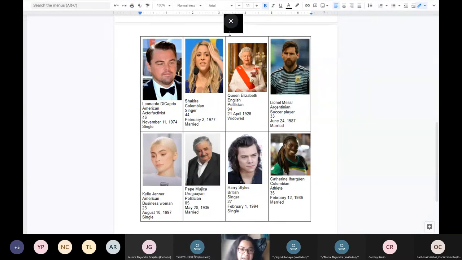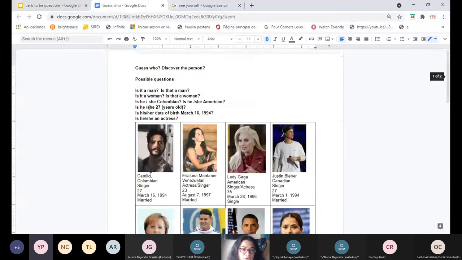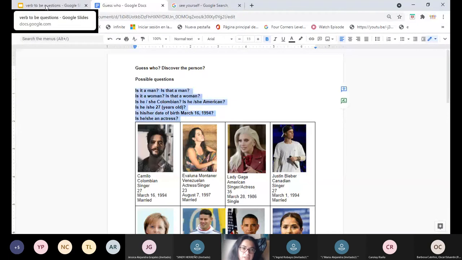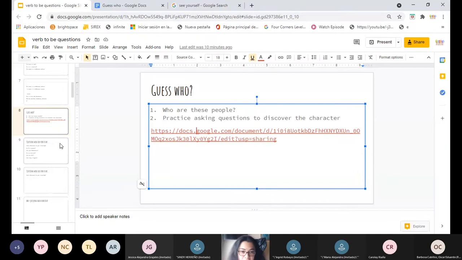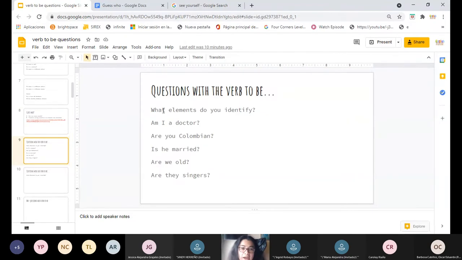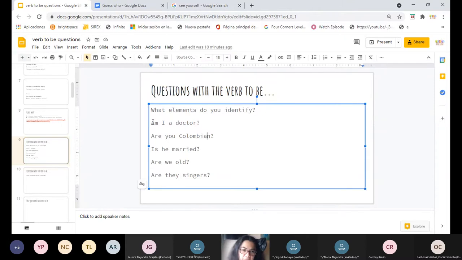Okay. So, guys, as you can see here, we are using a lot of verb to be questions, right? Questions in English with the verb to be. So why? Because we are going to talk about the verb to be, okay? So my first question, guys, about these questions is, what elements can you identify? ¿Qué elementos ven en esas preguntas? ¿Qué necesito para hacer esas preguntas? What elements do we have in the questions?